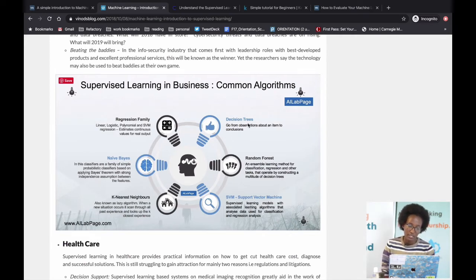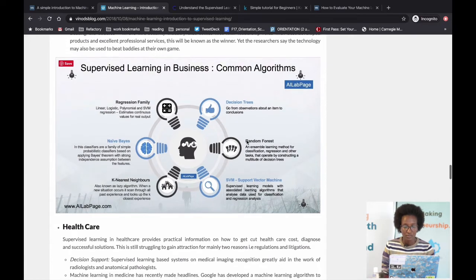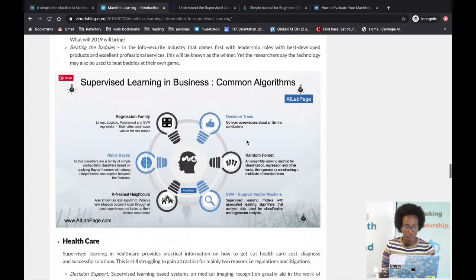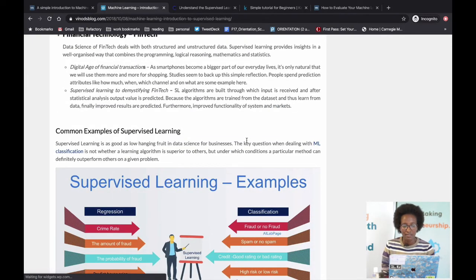So we are going to see these common algorithms. You see, decision trees go from observations about an item to conclusions. Since I'm going to share this blog, you can just go and read the particulars. The whole point is just to show you in an actual business environment where you can use this supervised machine learning. So we can see here information, people analytics, healthcare, and I think these are also limited.